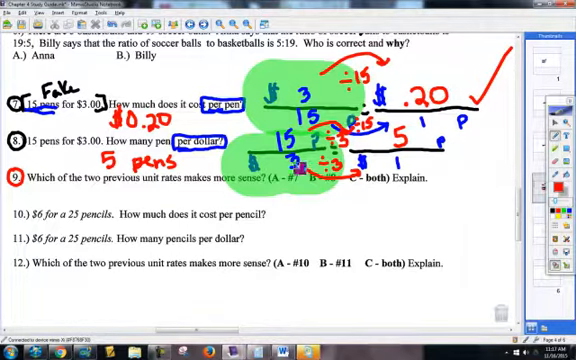Now let's talk about this one. Could I go to the store and put $1 on the counter and get 5 pence? Yeah. Could I actually do that? Yeah. Yeah, so would that one make sense too? Yeah. So in this case, both would make sense.